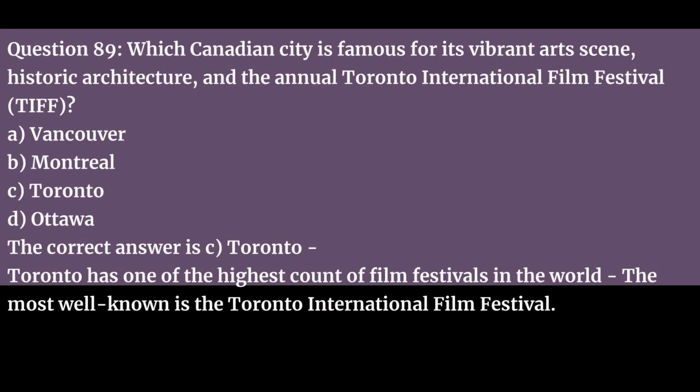Question 89. Which Canadian city is famous for its vibrant art scene, historic architecture, and the annual Toronto International Film Festival, TIFF? A. Vancouver, B. Montreal, C. Toronto, D. Ottawa. The correct answer is C. Toronto. Toronto has one of the highest counts of film festivals in the world. The most well-known is the Toronto International Film Festival.